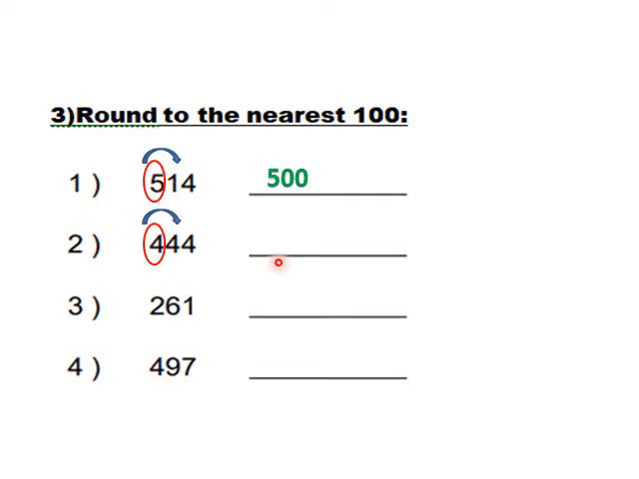So I will write 4 as it is here. And I have 2 numbers to the right side, so I will put 2 zeros to the right side. So 444 rounded to the nearest hundred is 400.